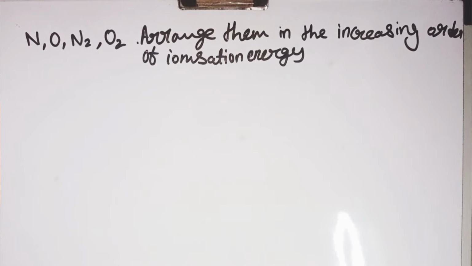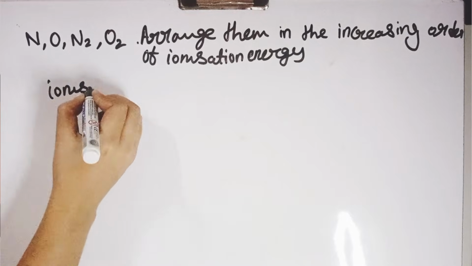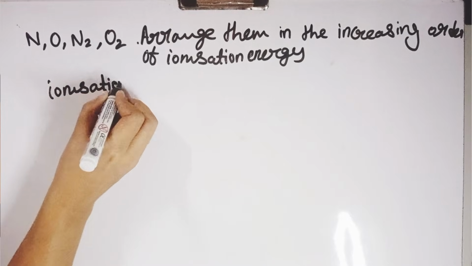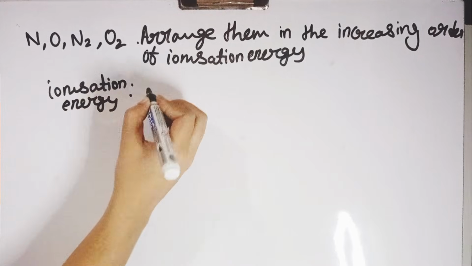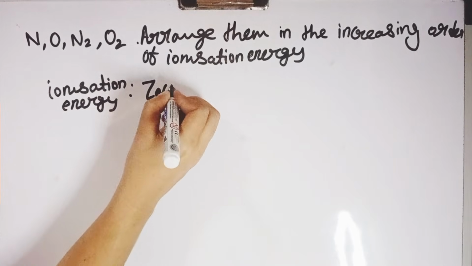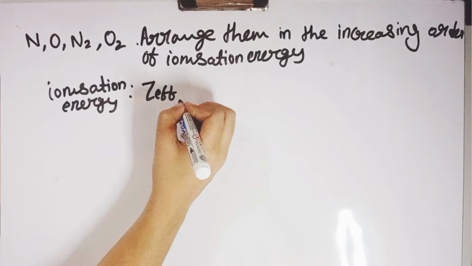Here we have nitrogen, oxygen, N2 molecule, O2 molecule, and we are asked to arrange them in the increasing order of their ionization energy. So what are the factors ionization energy depends on? Yes, ionization energy depends on Z effective, the effective nuclear charge. Higher the effective nuclear charge, higher will be the ionization energy.